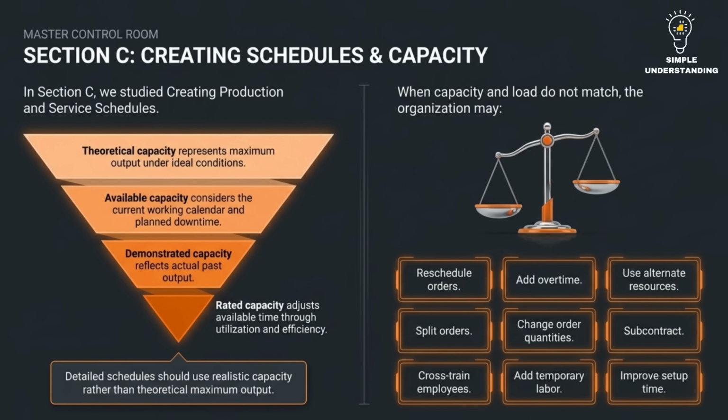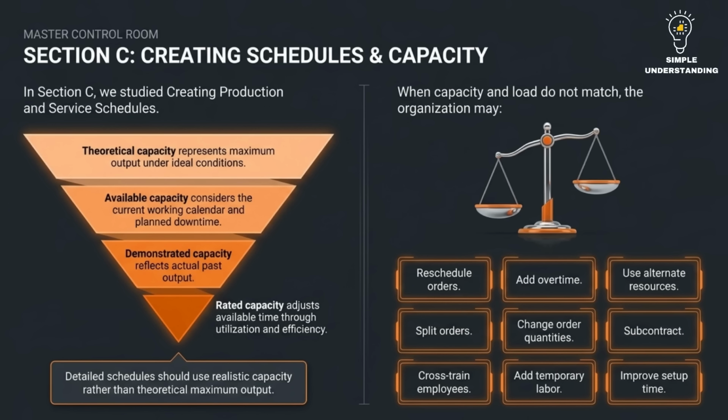In Section C, we studied creating production and service schedules. Theoretical capacity represents maximum output under ideal conditions. Available capacity considers the current working calendar and planned downtime. Demonstrated capacity reflects actual past output. Rated capacity adjusts available time through utilization and efficiency. Detailed schedules should use realistic capacity rather than theoretical maximum output.